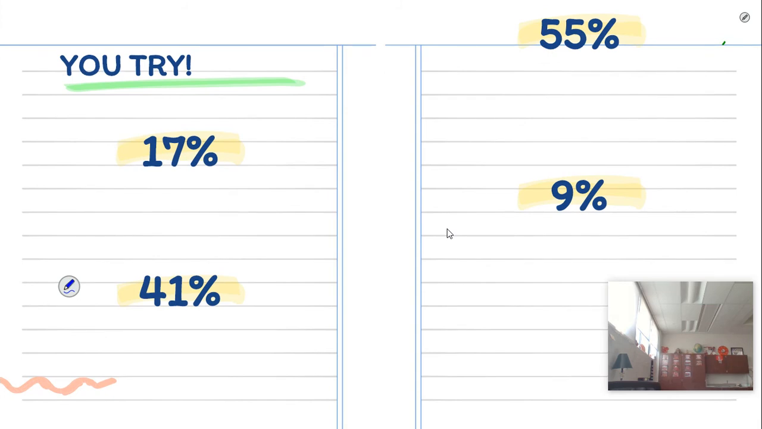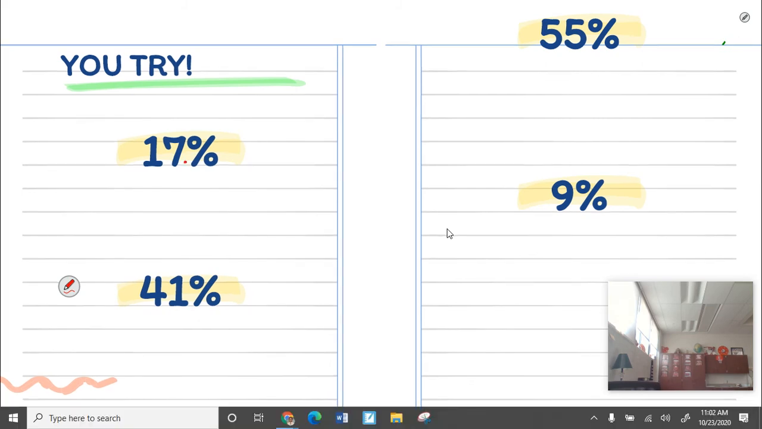First one you're going to try is 17%. All right, if you did this correctly, remember we start with our decimal point here, right before the percent sign. I'm going 1 spot over, 2 spots over, adding my decimal point, throwing on a 0. So 17% is equal to 0 and 17 hundredths. All right, try 41%. Again, decimal point starts here. We're going left 1, left 2, adding my decimal point there, and adding my 0. So 41% is equal to 0 and 41 hundredths.